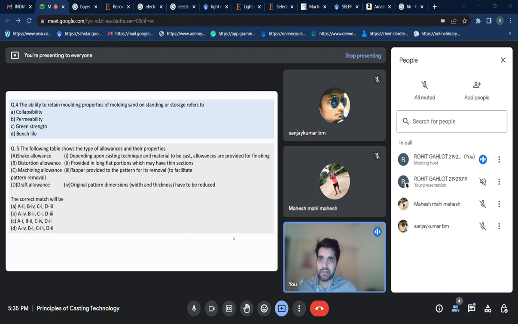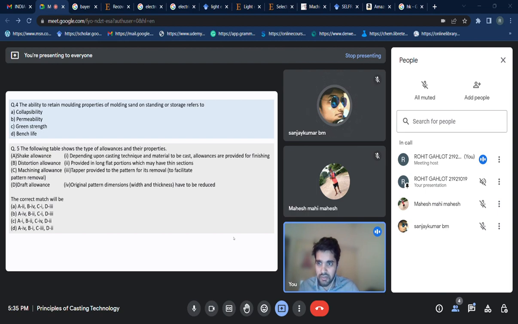It's 1 and 3, A. Okay, yeah, you're correct. It is A, 1 and 3. So the desired properties are higher refractoriness and higher cohesiveness. Yeah, you're right.